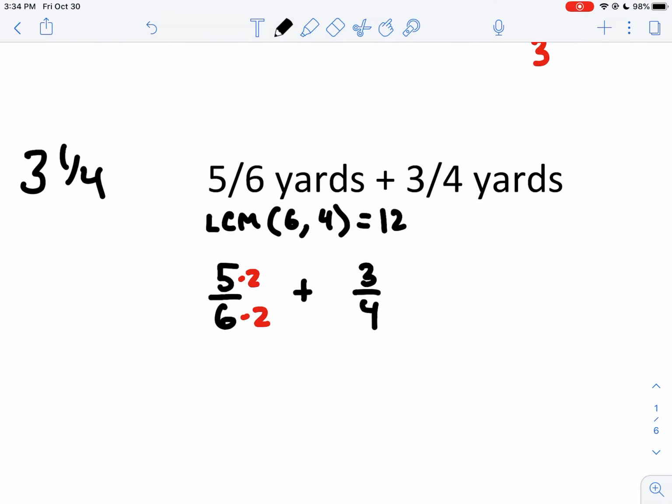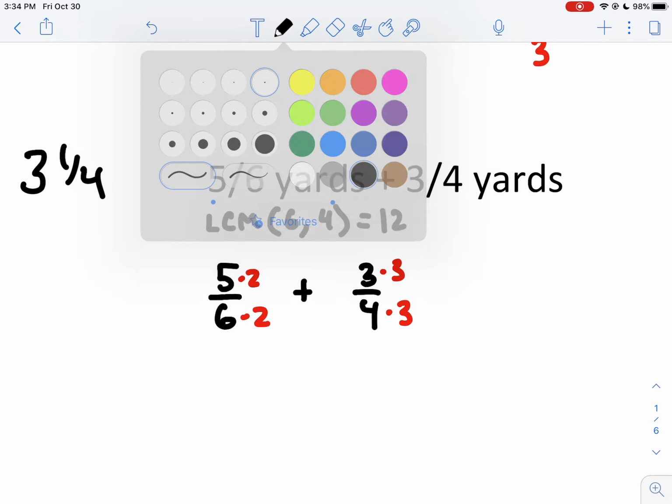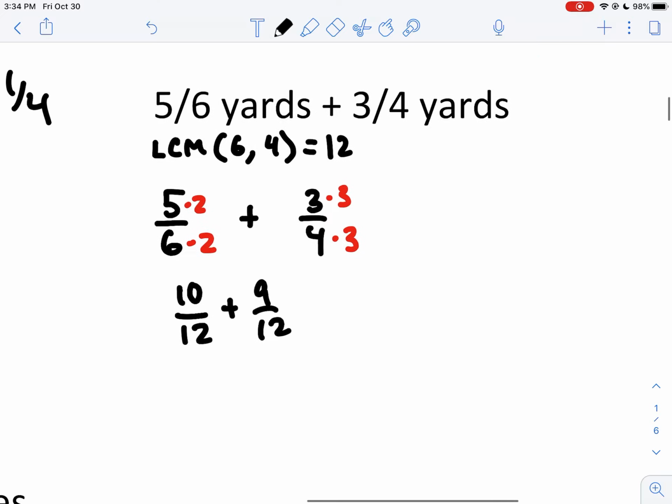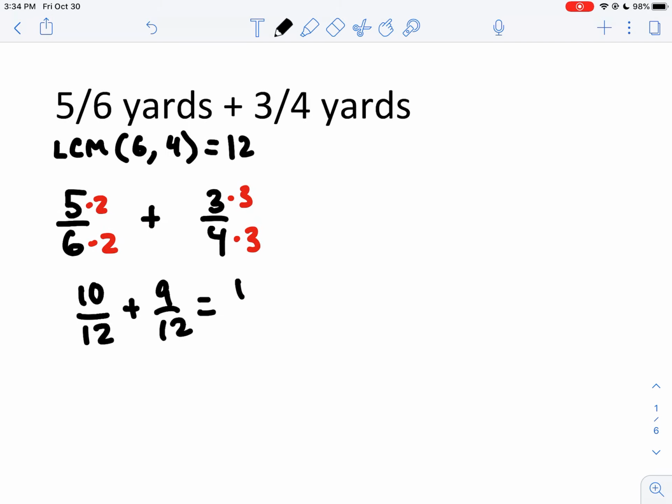And then we want to convert 3/4 to 12ths. So I'm going to multiply the top and bottom by 3. Remember, you have to multiply the top and bottom by the same number for each fraction. Now, if you choose 2's here, you don't need to choose 2's here. But once you choose that this is a 2, then that has to be a 2. And once you choose that that's a 3, then that has to be a 3. So this gives us 10 twelfths plus 9 twelfths. And now that we have twelfths and twelfths, we can get a total of 19 twelfths yards, which is the same thing as 1 and 7 twelfths.